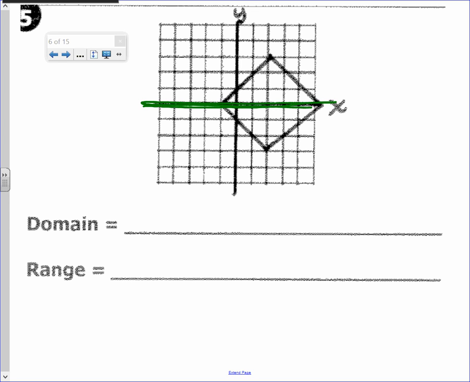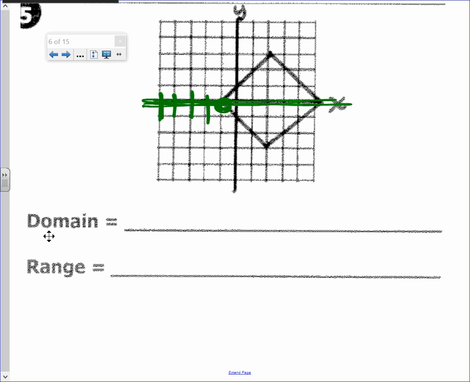So left to right. Can x be negative 5 right here? No. Negative 4? No. Negative 3? No. Negative 2? No. But definitely negative 1. Look, x can be negative 1. X can be 0, because you have points there and there. If x is 0, you have points here and here. If x is 1, you have points here and here. So it seems that x can be any number in between negative 1 and positive 5.